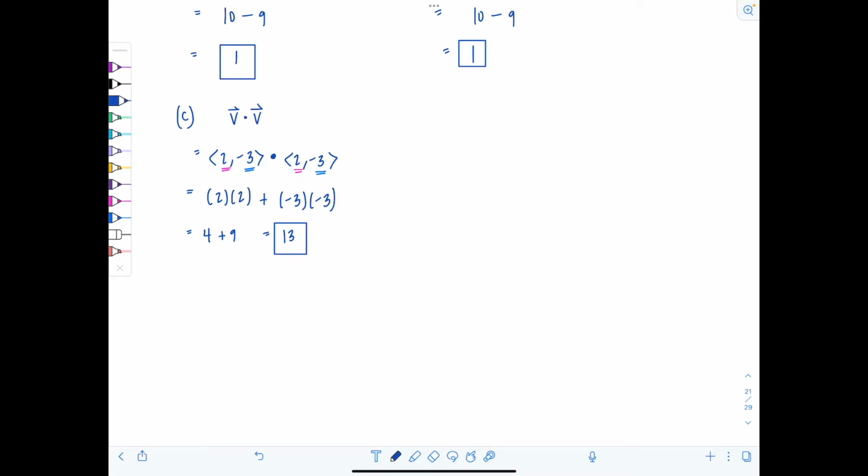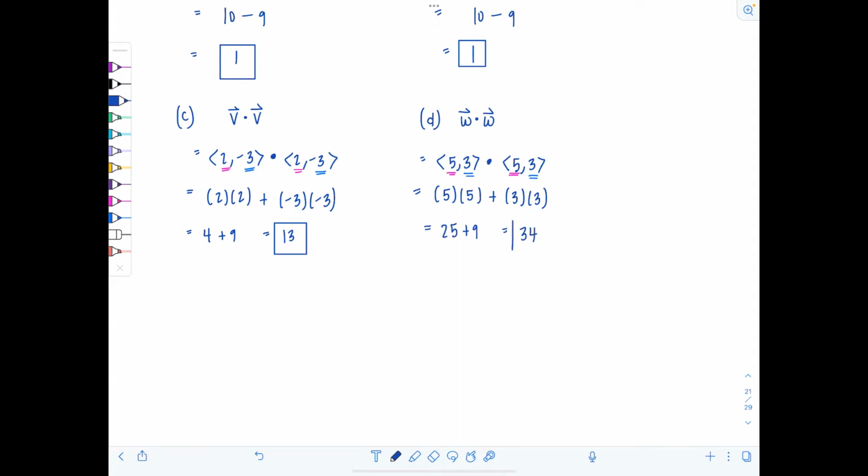All right, example D asks us to find W dotted with itself. W was the vector 5, 3, and I'm going to dot it with itself. So you take the product of horizontal components, that's 5 times 5, and to that we add the product of the vertical components, 3 times 3. And what do we get? We get 25 plus 9, so 34.